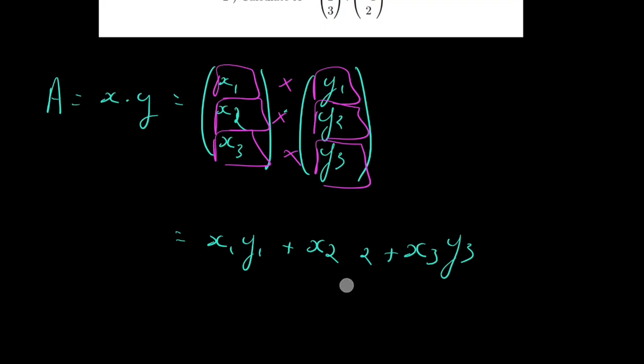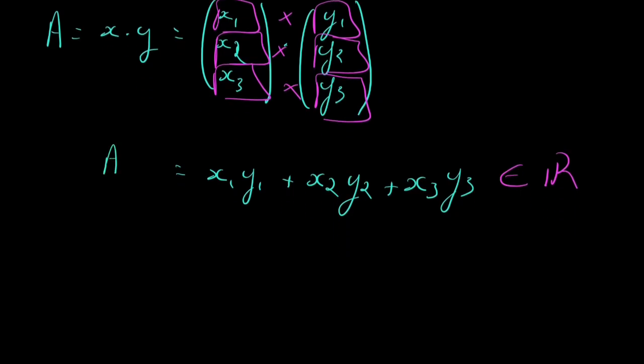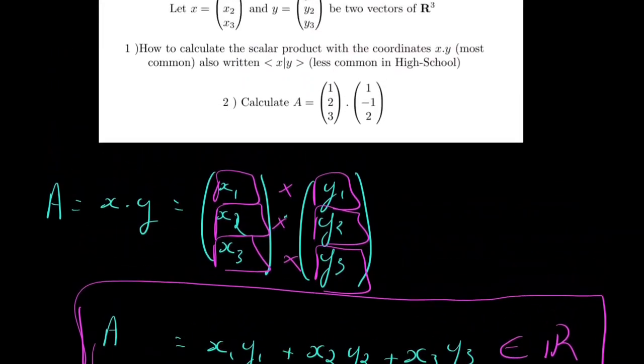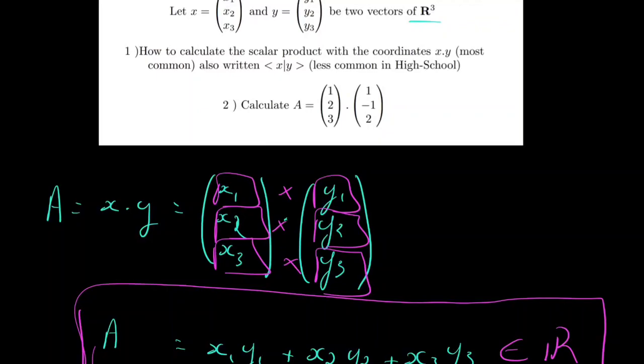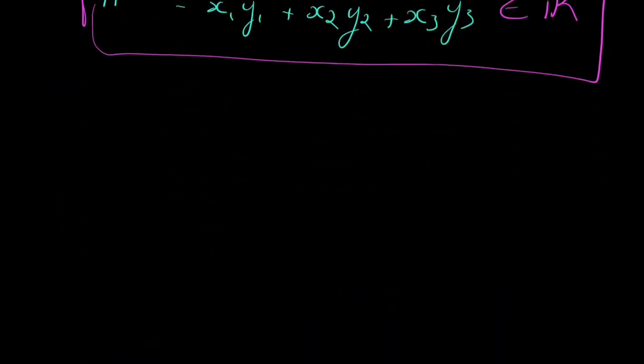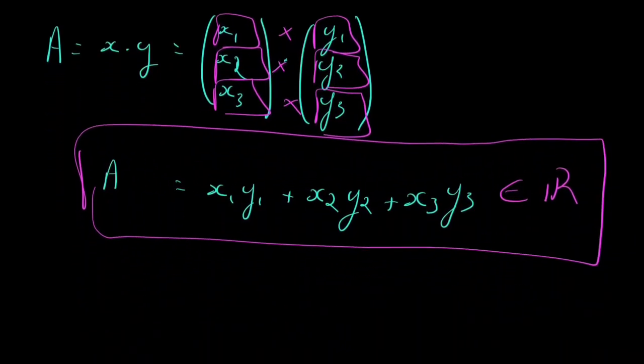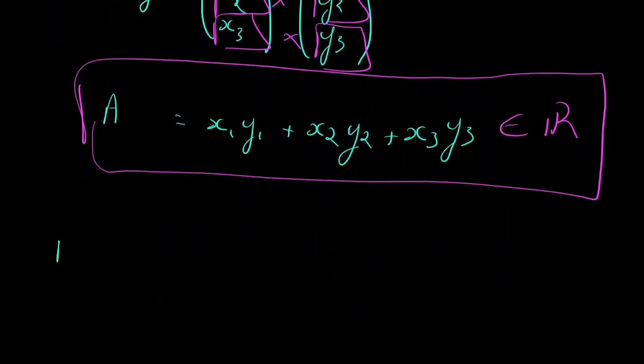So this thing belongs to R. This is a real number. And here we have the formula for the scalar product of a vector of R3, sorry.